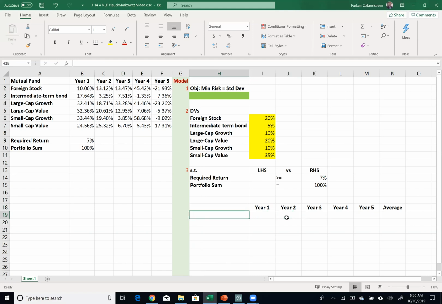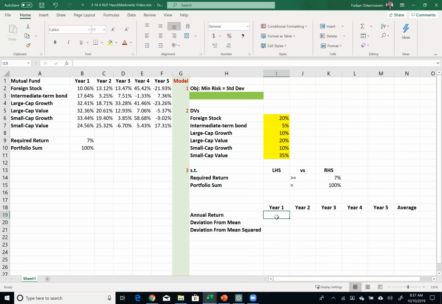So one thing I would like to keep track of is annual return. That's an important thing. Another thing is I want to know deviation from mean, and I would like to know deviation from mean squared. All right, so this is a variance measure. I'm trying to measure the distance between the annual performance versus mean, and this is my annual performance. All right, so now I'm ready to make some calculations. So my annual return for year one will be some product of my portfolio mix times the corresponding returns. So year one, if I use this portfolio, I will get around 24.57%.